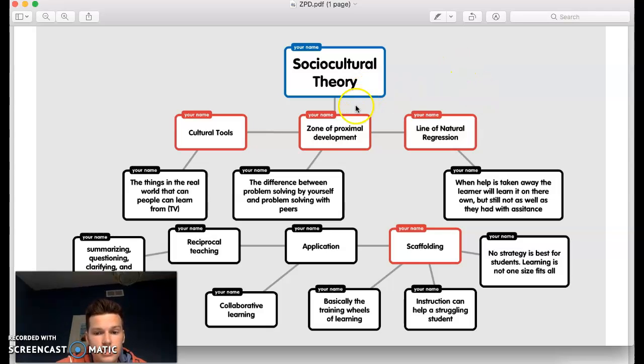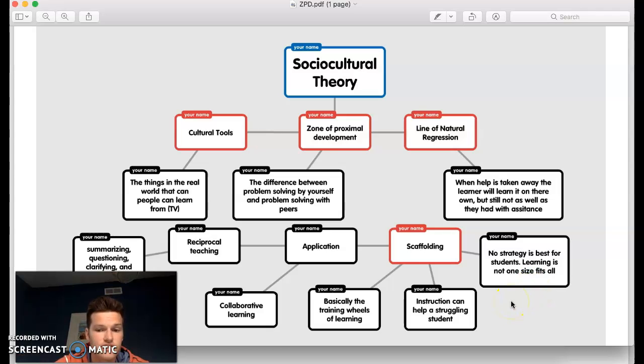And so all of this leads into scaffolding, which is the main point of this entire thing, which is basically the training wheels of learning, is the easiest way to help, because this is basically all the knowledge that you have that is built on top of each other, and once it is taken away, it can help a struggling student, just like right here. Instruction can help those struggling students who aren't able to do it on their own, and the scaffolding is that instruction.